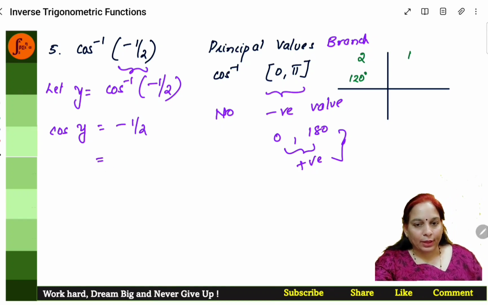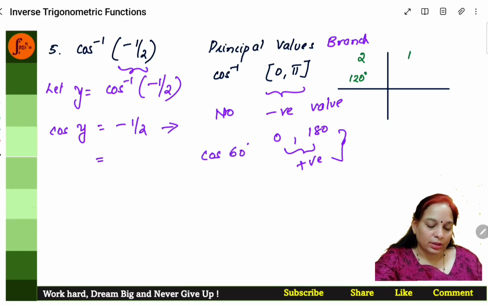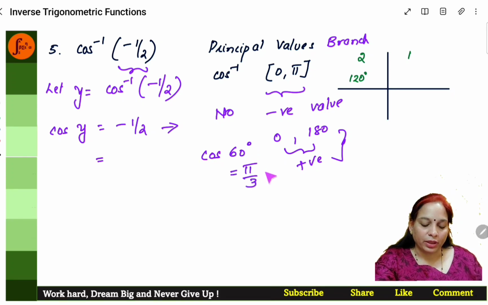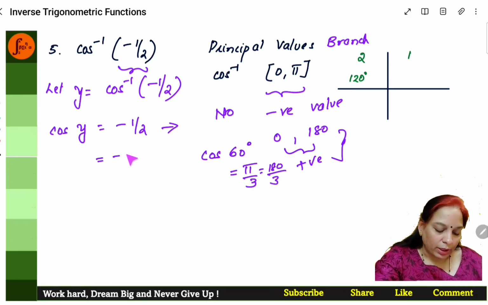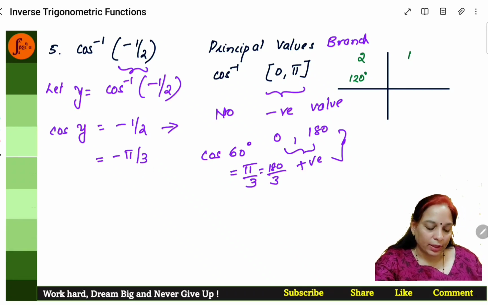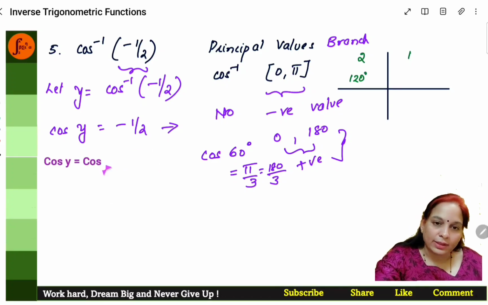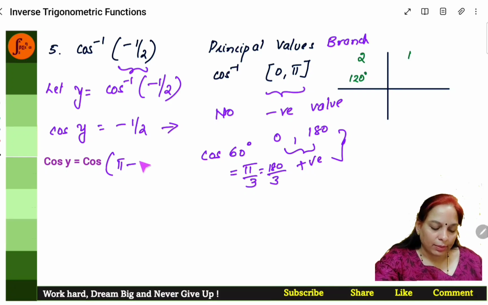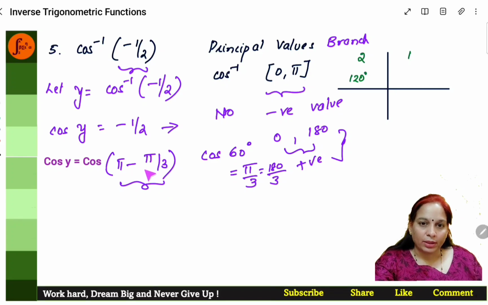Now, half, what does half correspond to? Half is nothing but cos 60 degree. Cos 60 degree is half. And what is 60 degree? It's pi by 3. That is 180 by 3. Right? So pi by 3. But this will become minus pi by 3, and minus pi by 3 does not belong to this range. So what we have to do is, we will have to write this as pi minus pi by 3. This is how we'll have to write. Pi minus pi by 3.